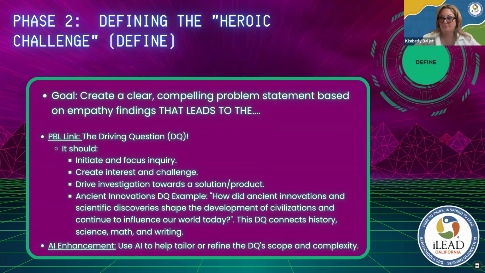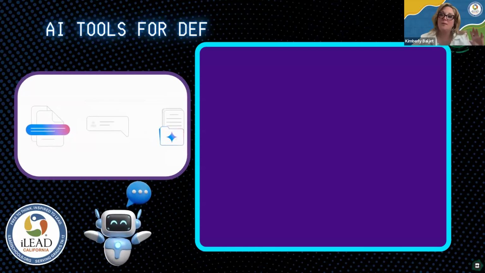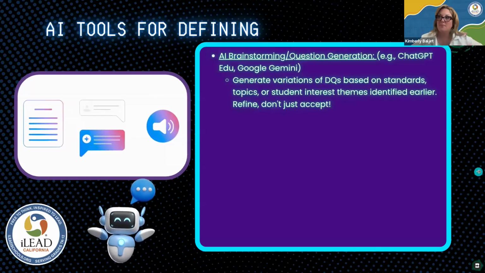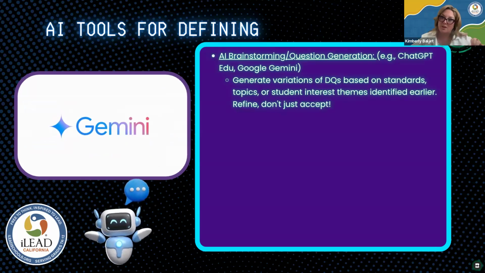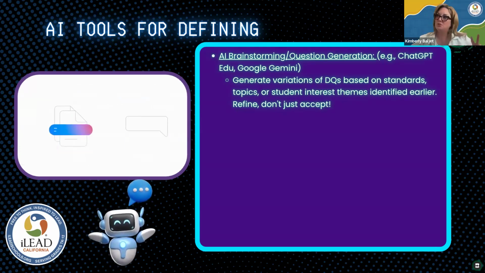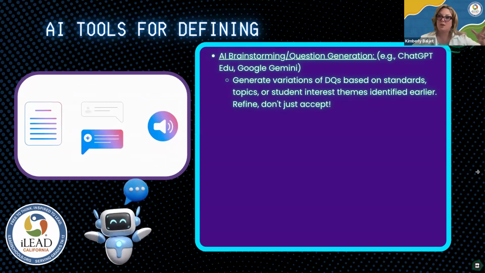So using AI, that sounds like a lot of work, right? But using AI, we can help tailor and refine this driving question, especially in that process with the older ones. I'm sure you've heard of some of these AI generators before, but they're the best at helping with this stage of the design process. So we have ChatGPT and Google Gemini, right? They can create variations of your driving question.